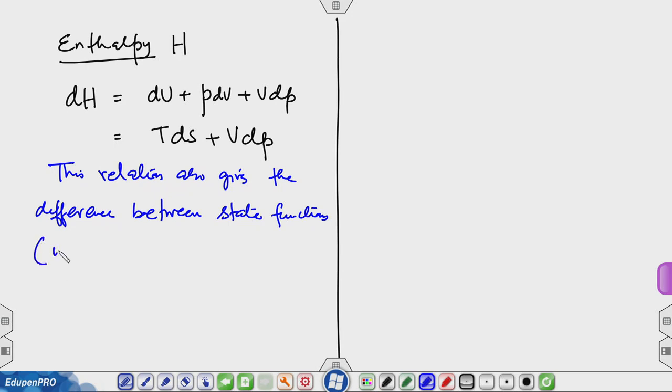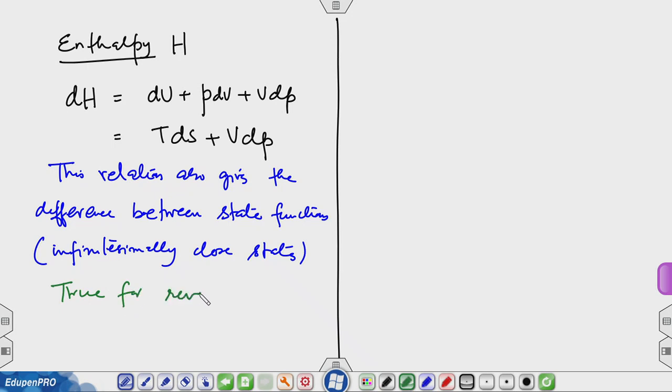Which are infinitesimally closed states. So, this is also true for reversible or irreversible process. Note that if I wrote TdS as dq, that will be true only for reversible process.